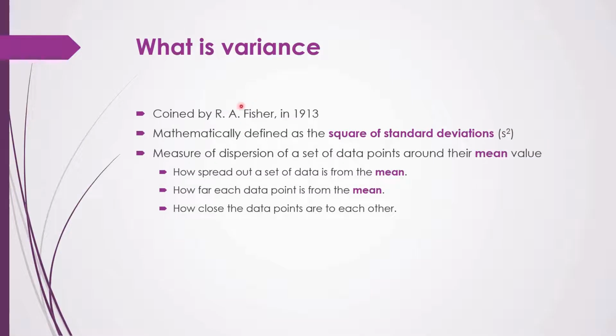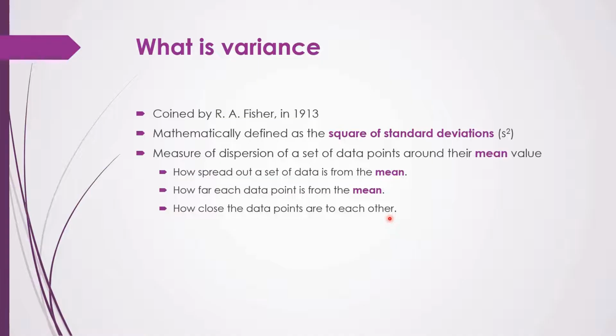The term variance was coined by R.A. Fisher in 1913. It is mathematically defined as the square of standard deviations. Variance is a measure of dispersion of a set of data points around their mean value. What does this mean? This means variance tells how spread out a set of data is from the mean, or how far each data point is from the mean. Variance also tells how close the data points are to each other. Let me explain this with a quick example.